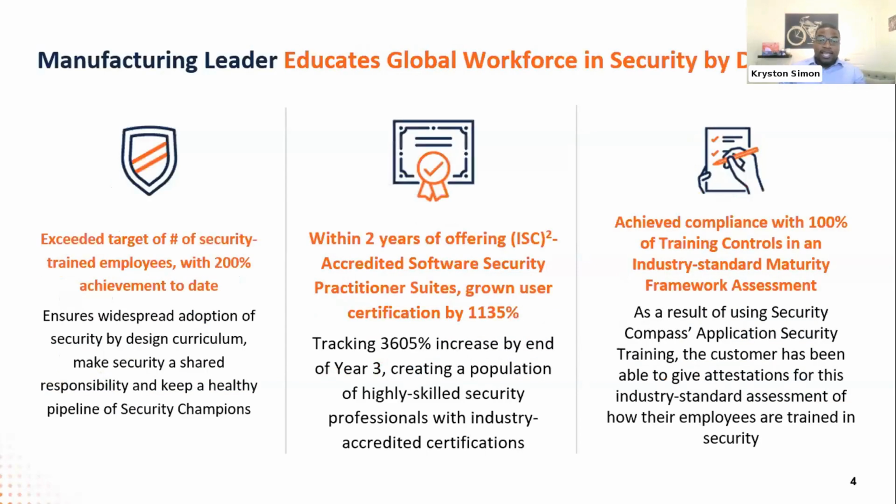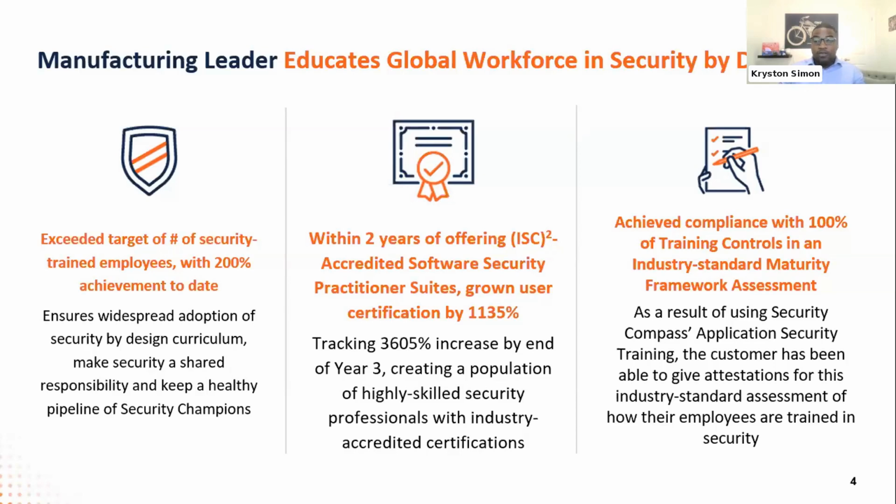The first of which is a client in particular who's chosen to remain unnamed, but is a longtime customer of Security Compass. They're a Fortune 500 manufacturing leader who delivers end customer products as well as products that are used across different jurisdictions. So they are serious about their security and compliance. Now, they started off with us as an application security training customer, and they had the objective to educate their global workforce in security. Some highlights from their time with us as a customer: they were able to exceed their target number of security trained employees with 200% achievement.